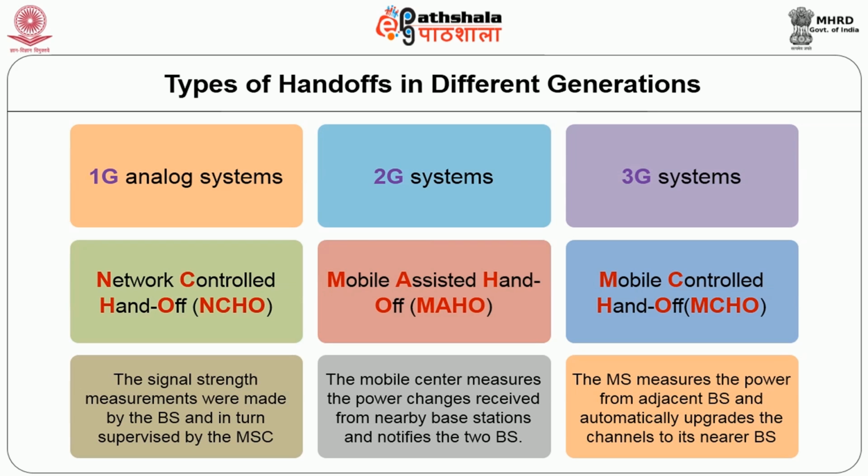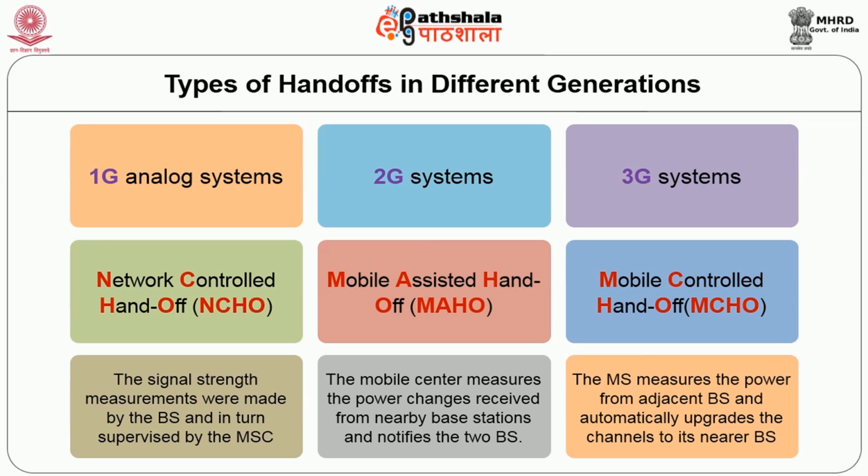The approximate time required to make a handover was about 5 to 10 seconds and the power was 6 dB to 12 dB. Now, as the technology evolved, in the 2G systems, the MSC was relieved from the entire operation. That is, the handover decisions were taken by the mobile itself and hence were known as mobile assisted handover or MAHO. The mobile measures the power changes received from nearby base stations and notifies the two base stations. Accordingly, the two base stations communicate and the channel transfer takes place. Here the circuit complexity was of course increased, but the delay in handover was reduced to 1 to 5 milliseconds and the power requirement was less than 5 dB.